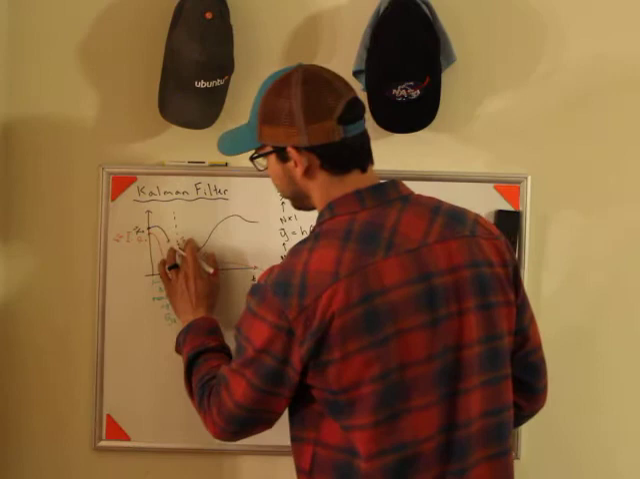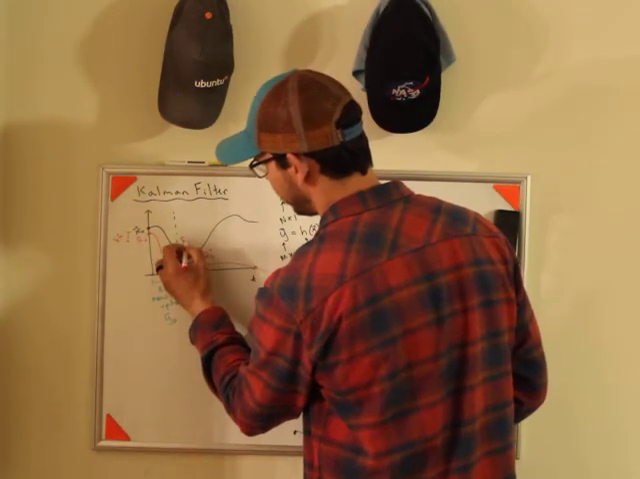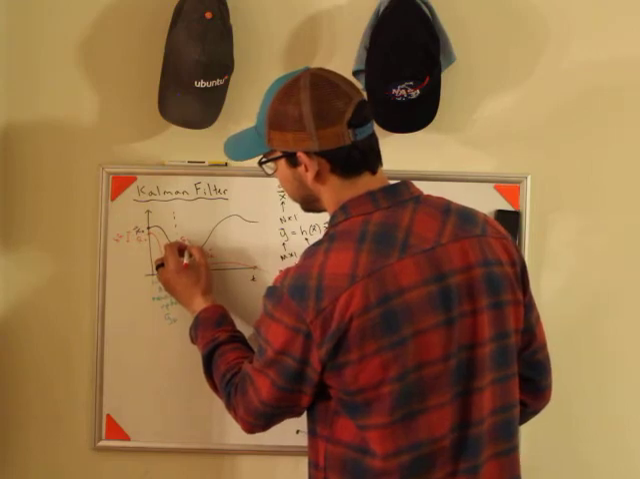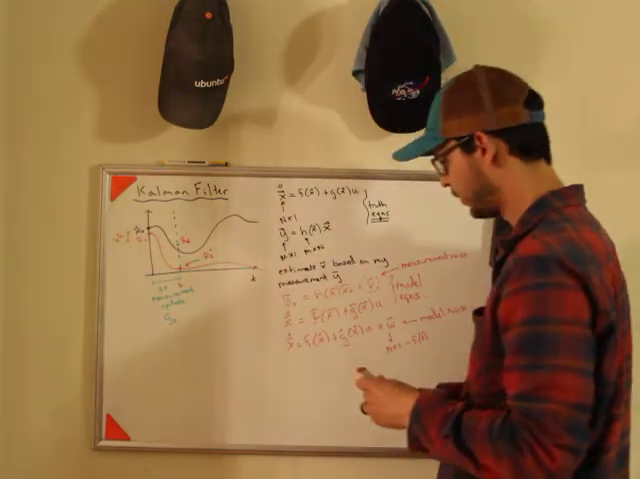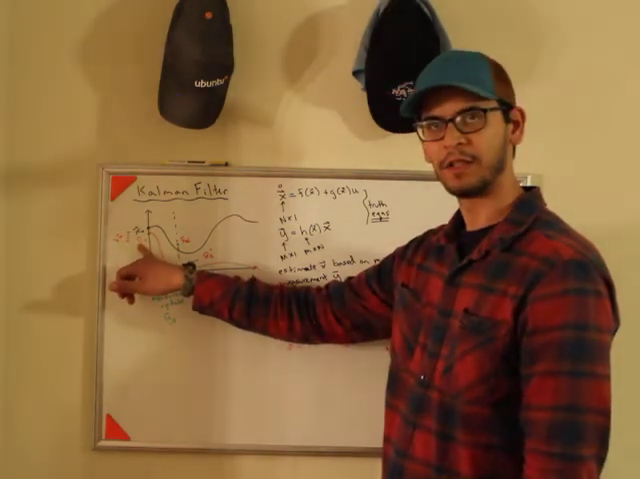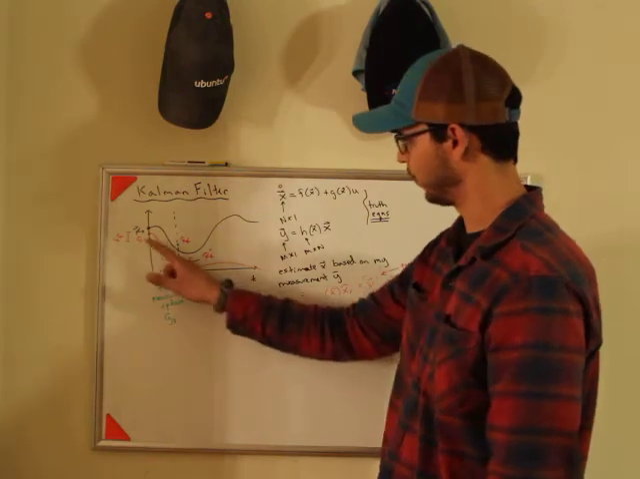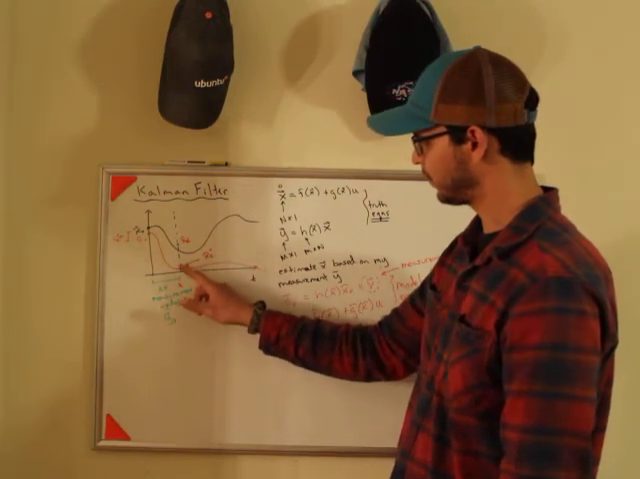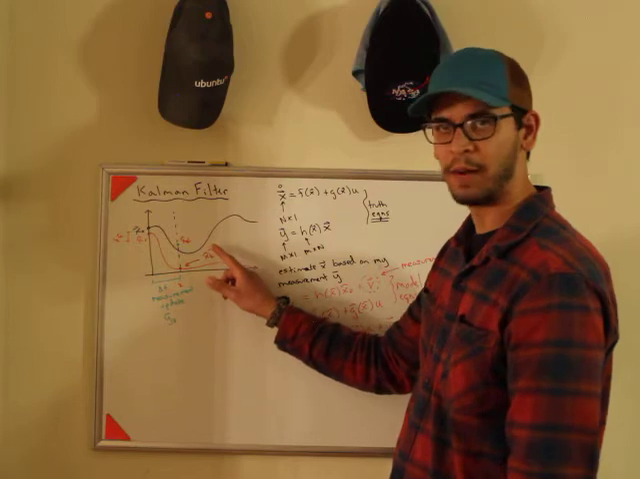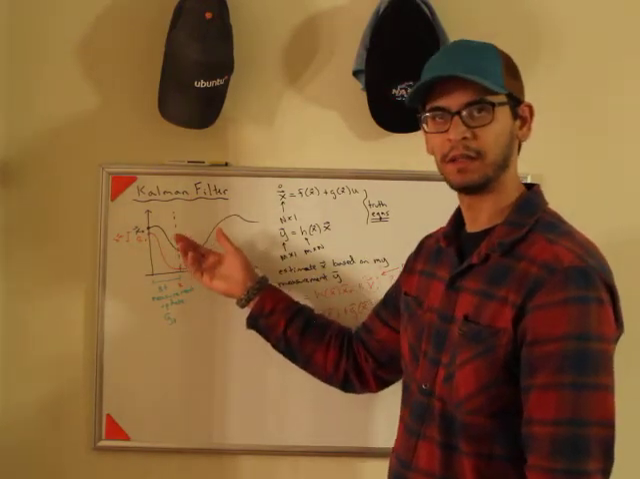I'm going to call this xk minus, and then this is xk. Basically what's going to happen is that you have your x tilde naught, and you're going to integrate these model equations forward, and you're going to get an estimate of the state, what I call minus, which means right before the Kalman update.